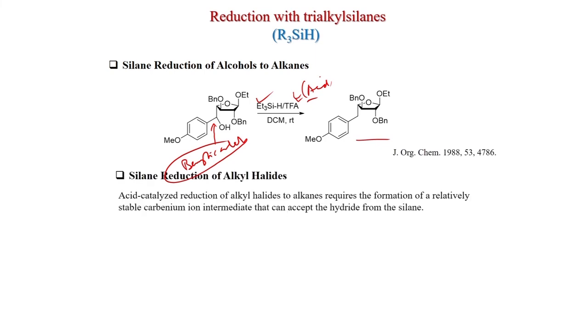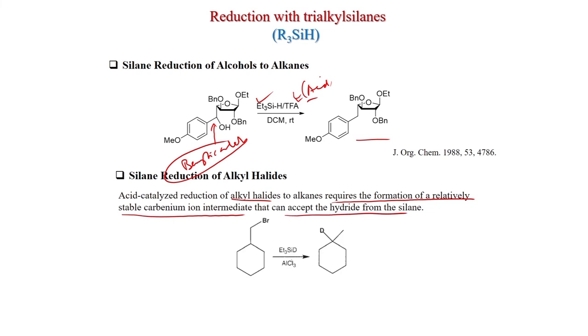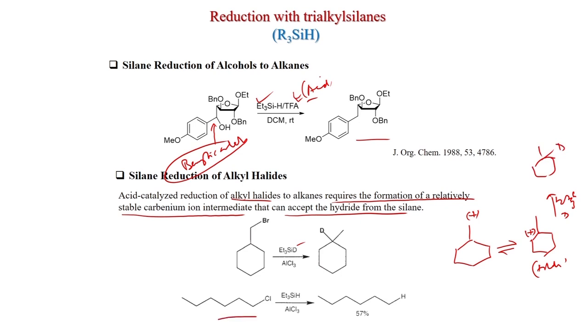Silane reduction of alkyl halides: acid catalyzed reduction of alkyl halides to alkanes requires the formation of a relatively stable carbenium intermediate that can accept the hydride from the silane. Like this, if you treat with triethyl silane deuteride and aluminum chloride, you get this deuterium. What happens is, first this carbocation forms and then rearranges to this stable carbocation, and now the reduction happens. Now Et3SiD comes and you get the deuterium here. Also, this long chain alkyl halide can be converted to the alkane with triethyl silane and aluminum chloride catalyst.